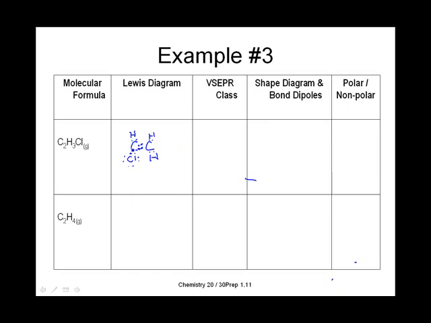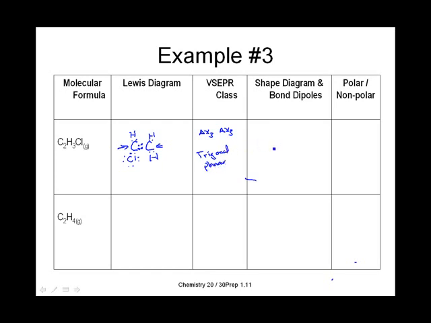In terms of VSEPR class, now we have 2 centers. So we'll look at each center separately. This carbon here is an AX3 molecule. No lone pairs. The other carbon is also an AX3 molecule. So both of these are going to be trigonal planar.